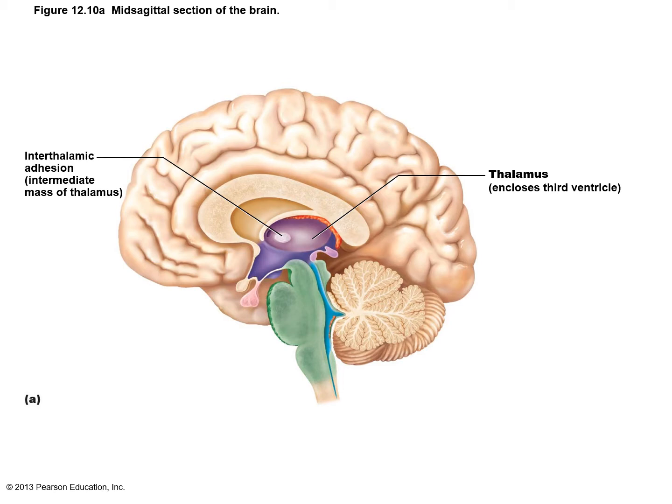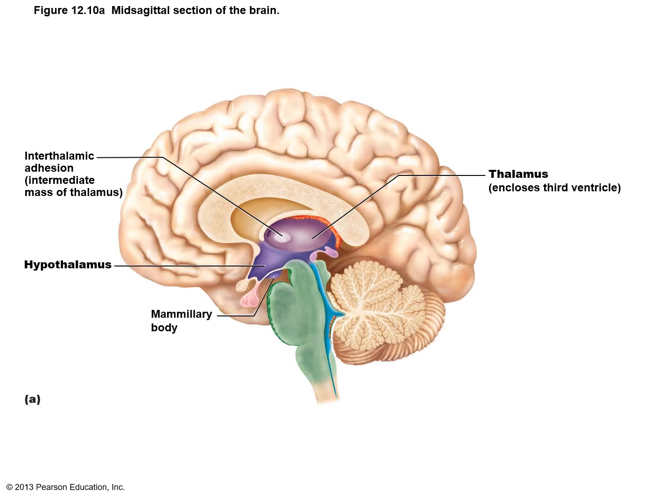This is the thalamus, which goes around the third ventricle, and the left and right portions of the thalamus are connected by the intermediate mass of the thalamus, also referred to as the interthalamic adhesion, and this is the label that's on the left.